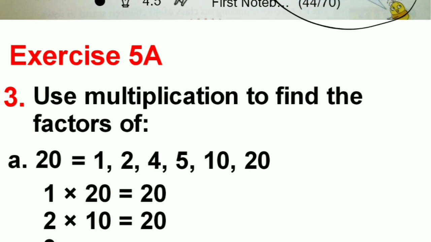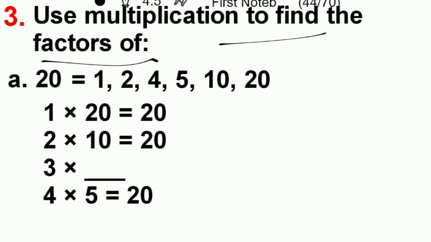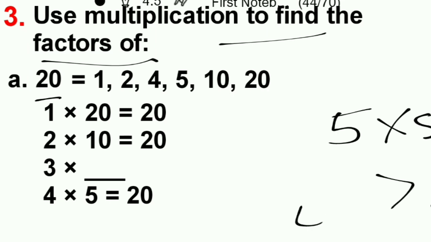Exercise 5a. In this one, use multiplication to find the factors. Here, 20. 5 5s are 25, which is more than 20, so we get factors till 4 only. We can do it like this. 1 20 is 20, 2 10s are 20, this 3 will not go, and 4 5s are 20.